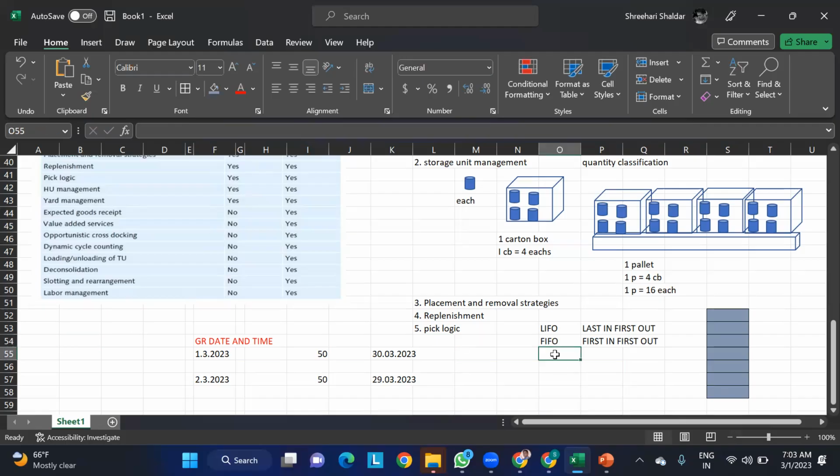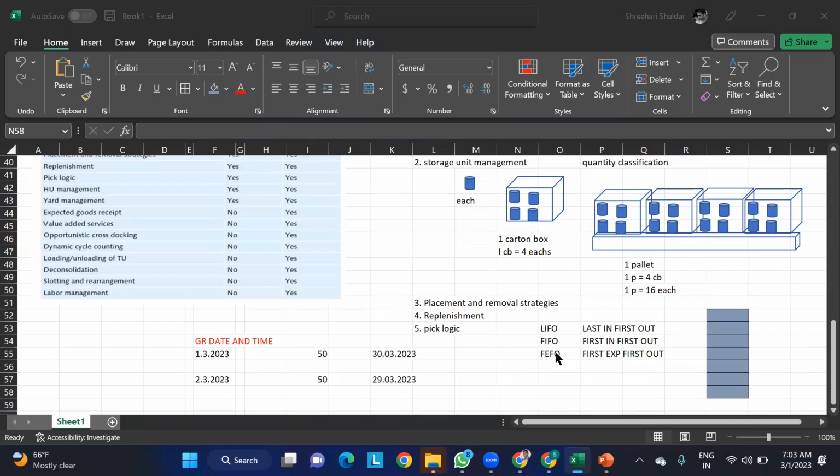And something else will come, which is called FEFO. That is nothing but first expiry, first out. So we have taken the material something like this. Just a minute. Okay, sorry. So we'll be seeing the first expiry, first out.